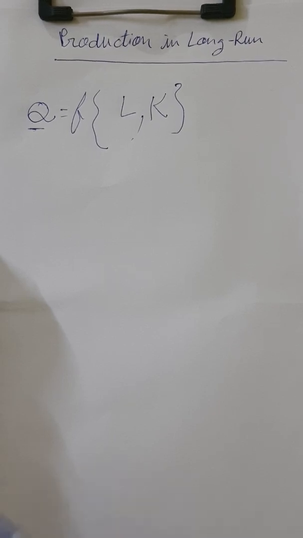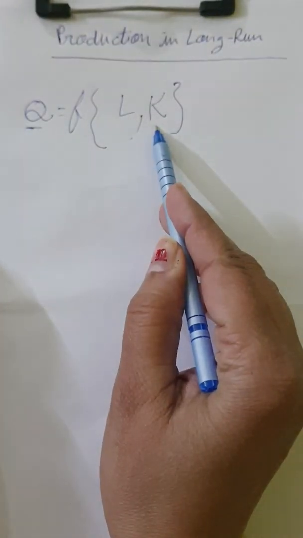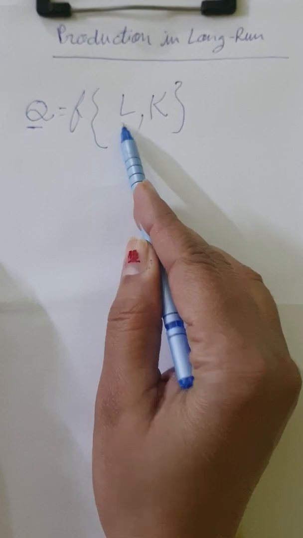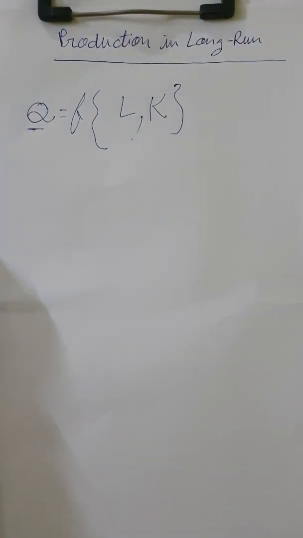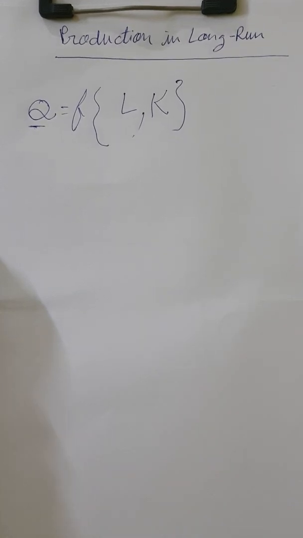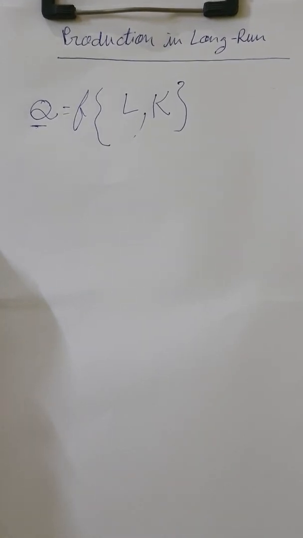In the short run, your capital is fixed and labor is the variable input. But in the long run, both inputs are variable inputs. There is no fixity of any factor in the long run. This is the main difference between the short run and the long run.